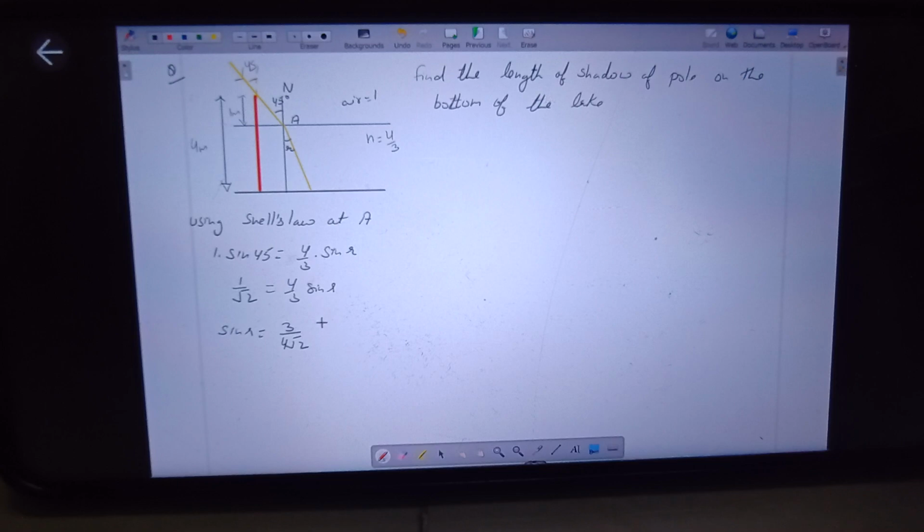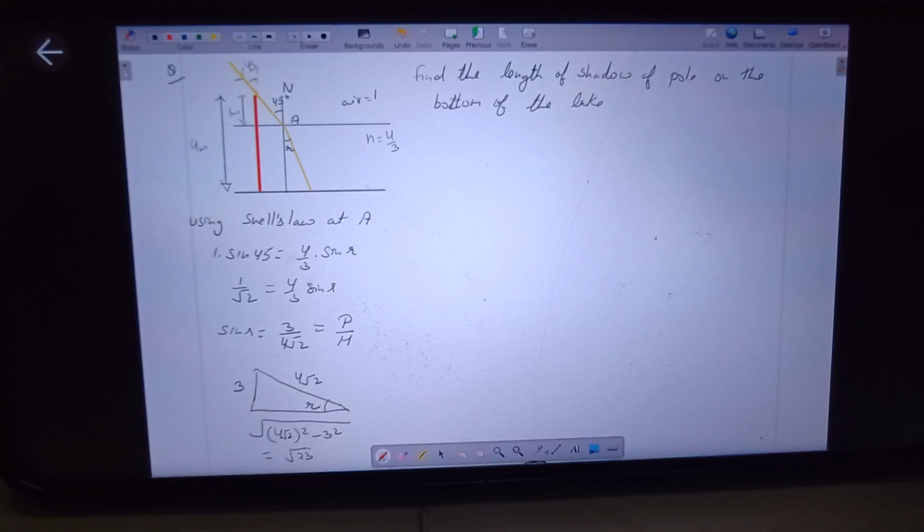And we know that sine is the ratio of perpendicular upon hypotenuse. So if there is a triangle making an angle R, its perpendicular is 3 and hypotenuse is 4 root 2. So you can find the value of the base. The base will be square root of (4 root 2) squared minus 3 squared. Solve it: 16 into 2 is 32, 32 minus 9 is 23. So the base comes out to be root 23.